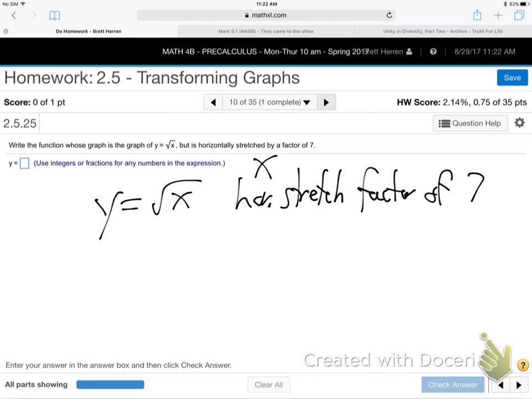Now, does x do the same as we would expect or opposite? x does opposite. So stretching, we normally think multiply, and if it was y, we would. But it's x, which does opposite. So what am I going to do? Divide by 7. Did you catch that? x does opposite. You always got to be watching x. It's opposite. Good?